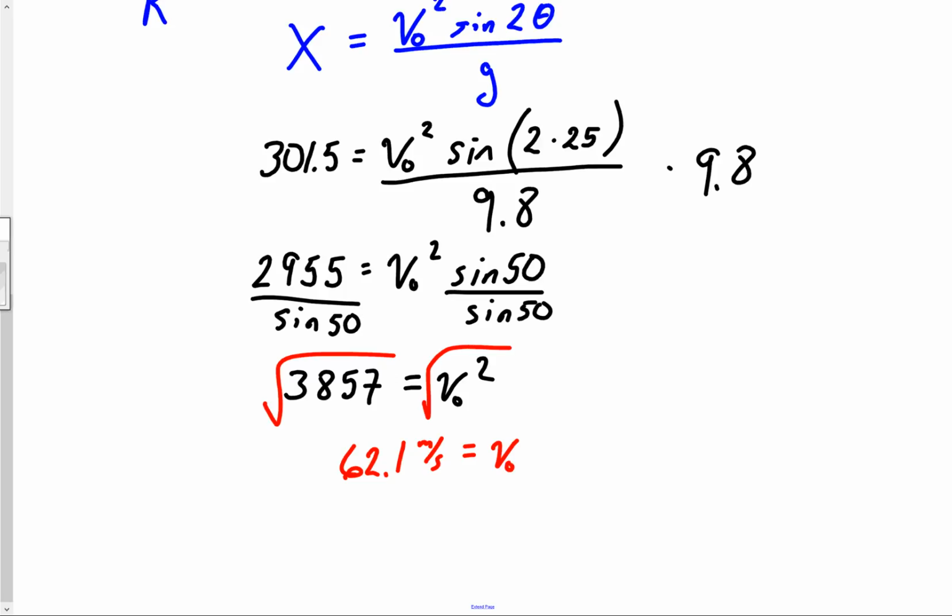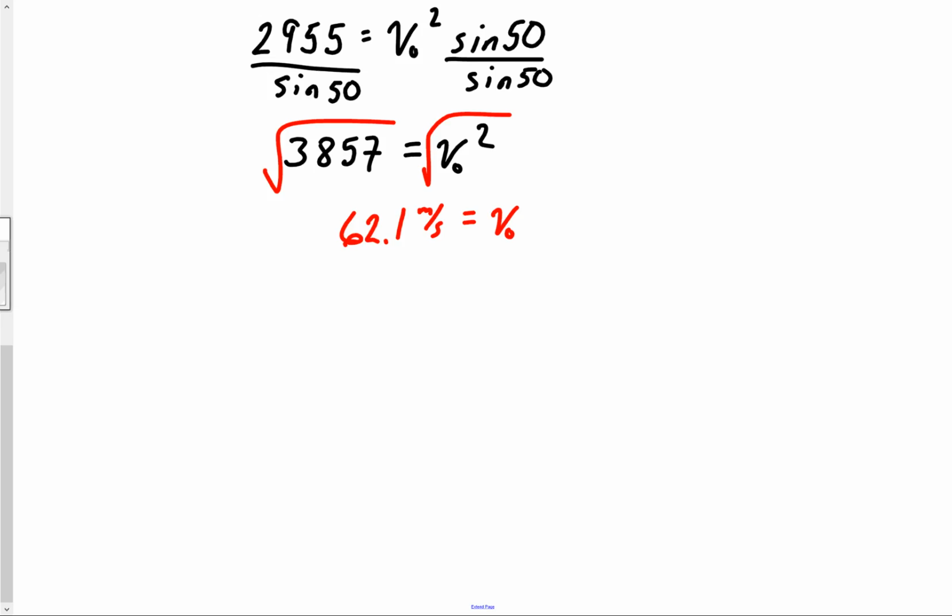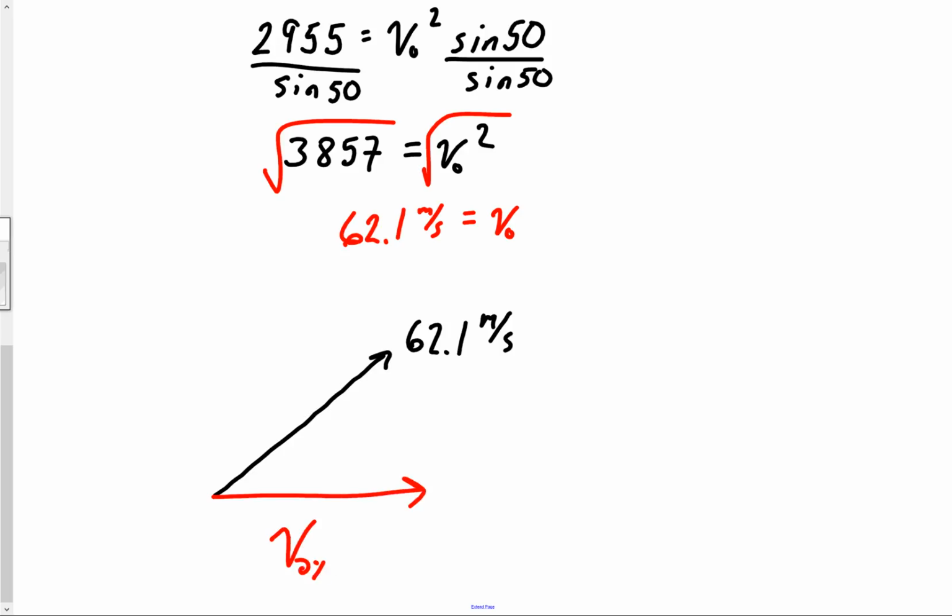Now, why am I so happy? Well, I have a V0 now. And what's awesome is this: I now know on this projectile that V0 is 62.1 meters per second. That means I can find V0x if I wanted it. V0x is V0 cosine theta, and we know that theta is 25 degrees.